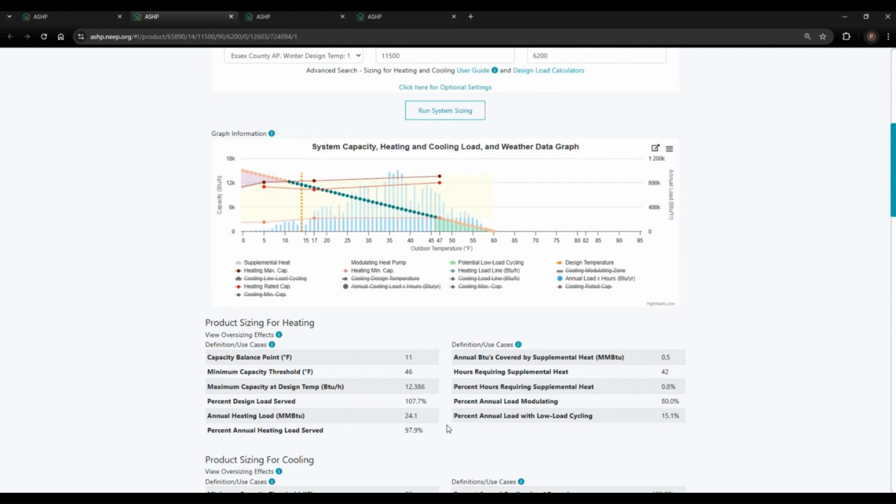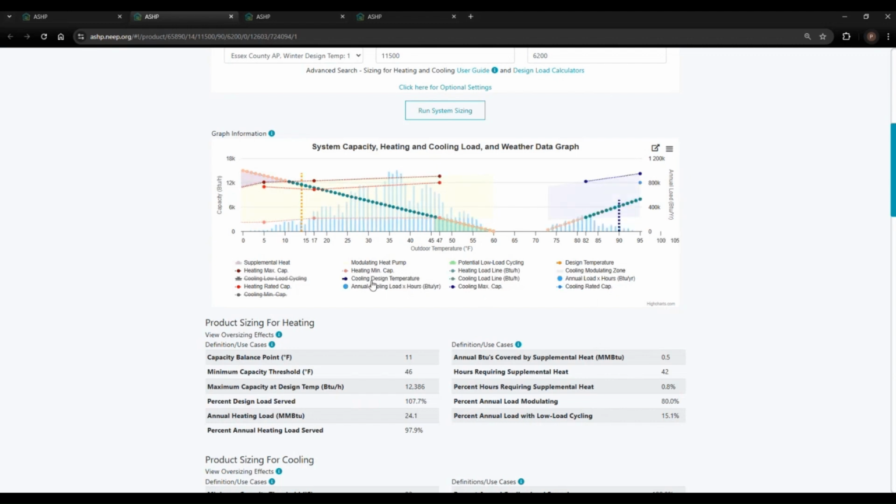If we scroll down to analyze the product sizing for heating section, we can see the capacity balance point is below our design temperature of 14 degrees. The minimum capacity threshold is 46 degrees, which is relatively good. And this piece of equipment only requires supplemental heating for 42 hours per year. Again, these 42 hours are likely not consecutive and are sporadic throughout the coldest nights of the year. The internal temperature of the home is unlikely to drop more than a degree or two if the heat pump is still outputting its maximum capacity. Now let's add in cooling.